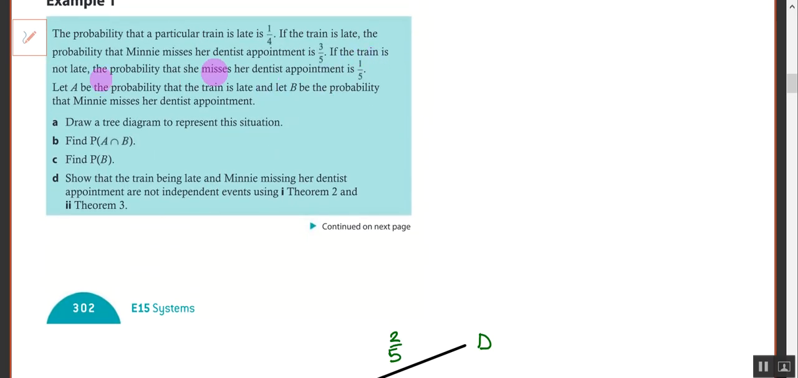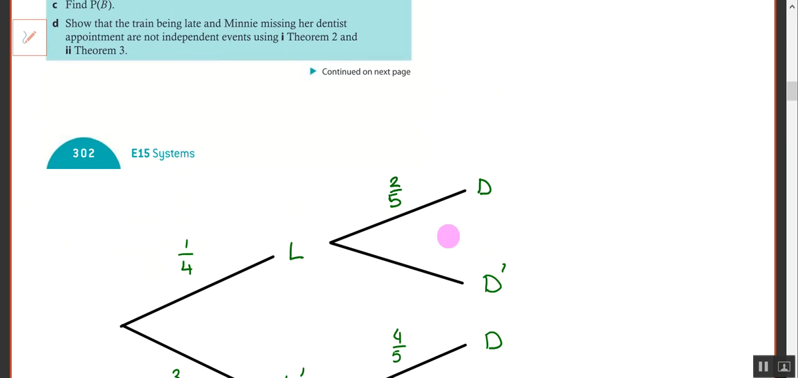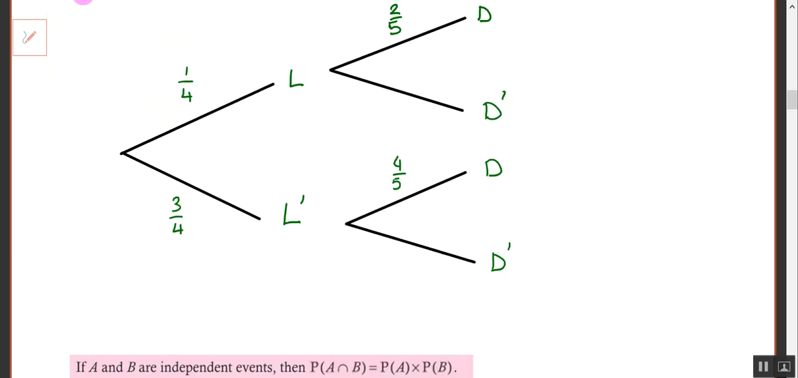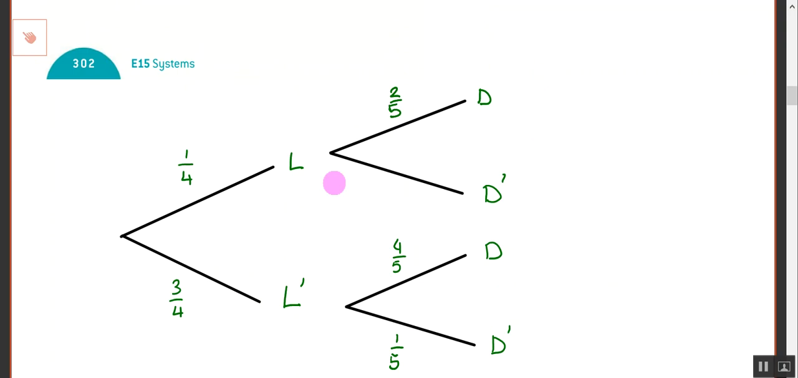Okay, so if the train is not late, so that's this one. Right, she misses her dentist appointment is one-fifth. So that's one-fifth. That's the information given. So that must be four-fifths. And the same for the other one. They gave us the three-fifths. Okay. All right, so we filled a tree up.